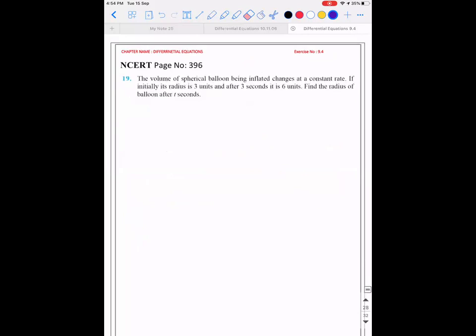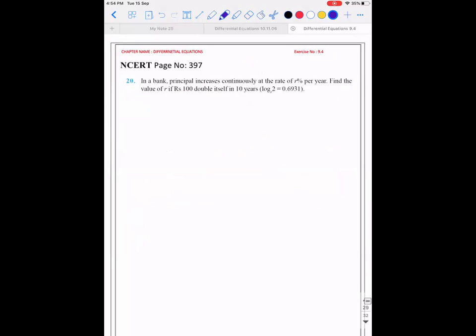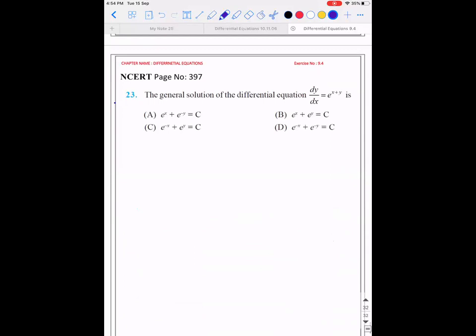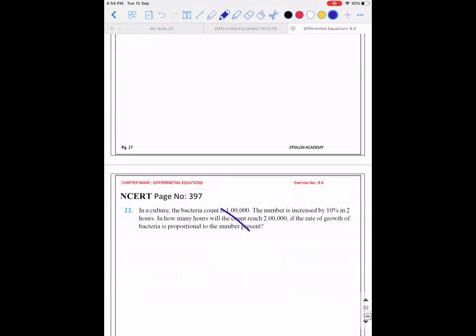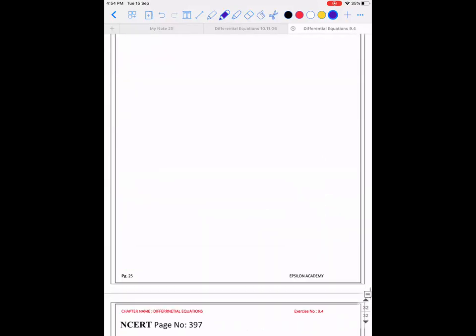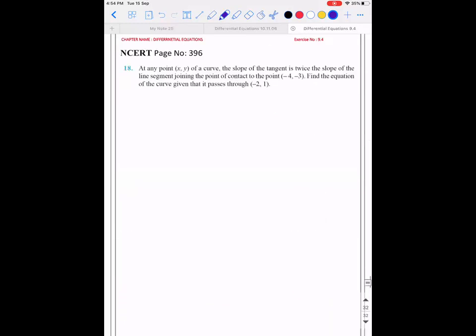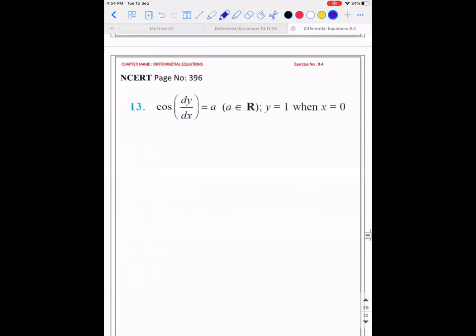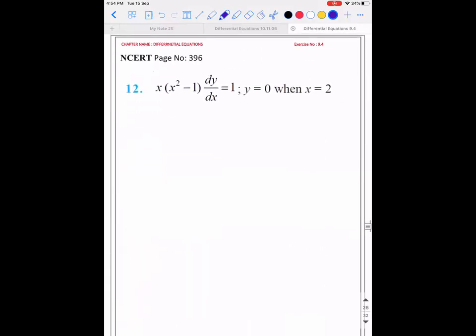18, you can do. 19, you need not. 20, you need not. 21, you need not. 22 also, you need not. Again, 23 you can do. So what are all the problems you need not do? 21, 22, 20, and 19. 19 to 22 you need not do. Remaining problems, do it as homework, and I'll clear your doubts in the next class. The next class we'll complete this chapter.